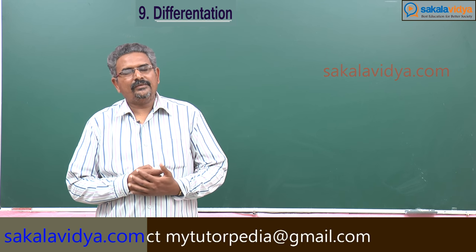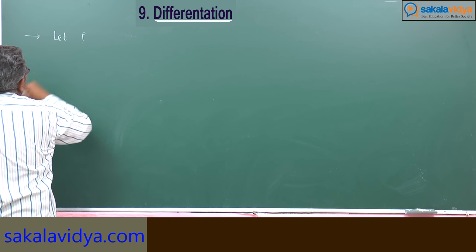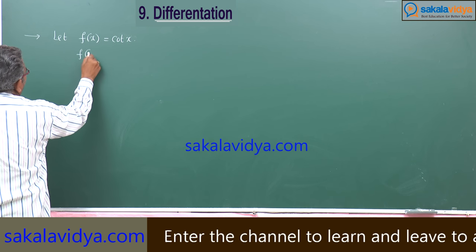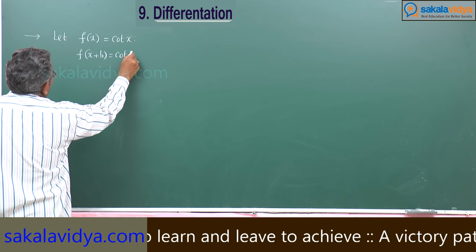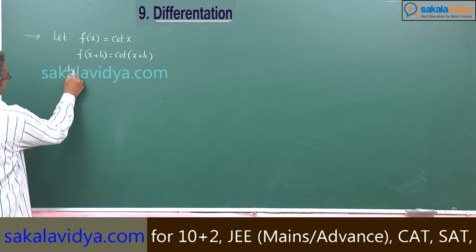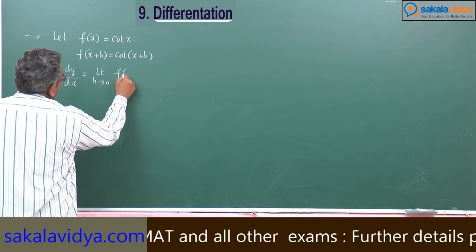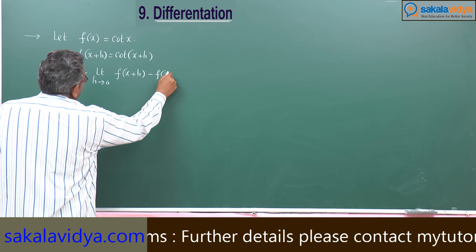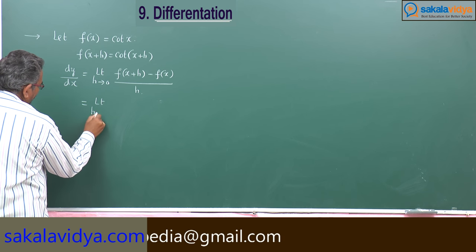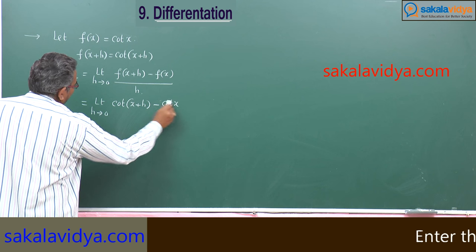Let us find out the derivative of cot x. Let f of x is equal to cot x. Find f of x plus h. This is cot of x plus h. By definition, first principles, dy by dx or f dash x is limit h tends to 0 of f of x plus h minus f of x by h. Now, limit h tends to 0 of cot of x plus h minus cot x by h.